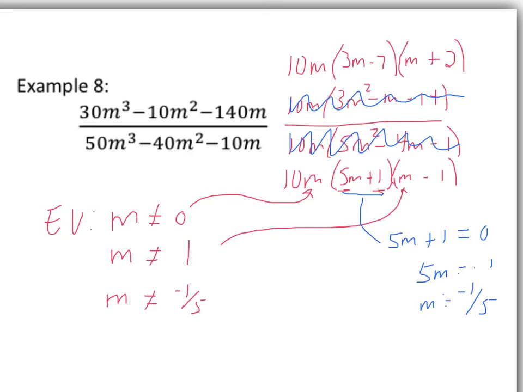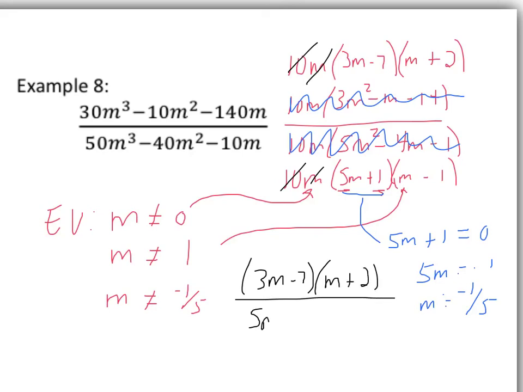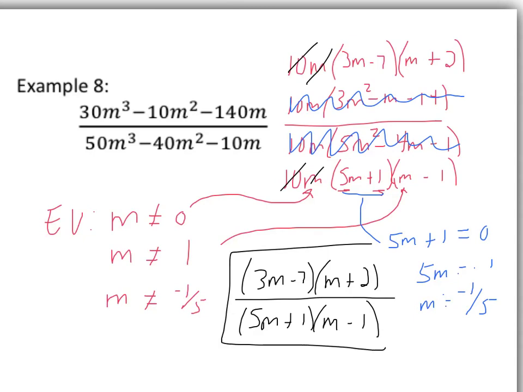Now to finish, I cancel if possible. The 10's can cancel, the m's can cancel, but that's it. So we're left with a 3m minus 7 on top times an m plus 2 on top, all over 5m plus 1 times m minus 1. And this is our simplified rational expression. And this ends Lesson 9.2, Video 3.